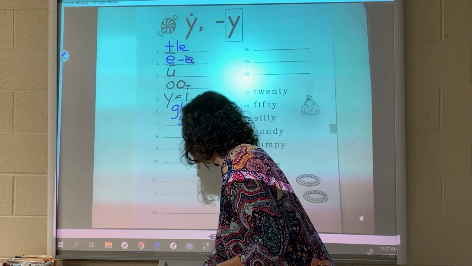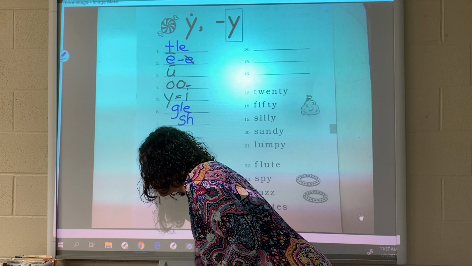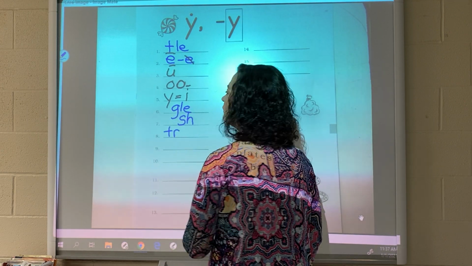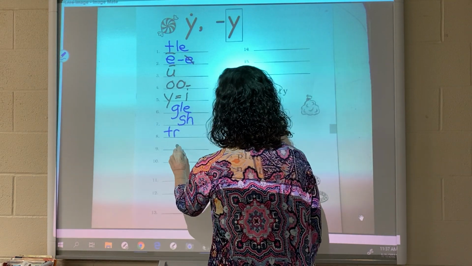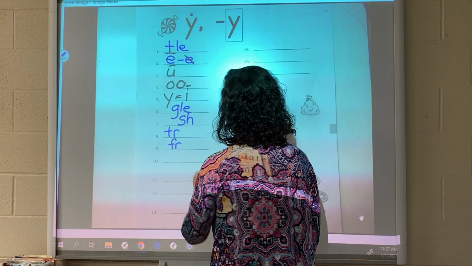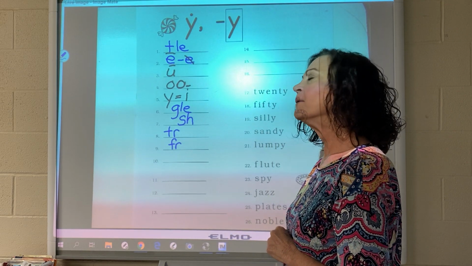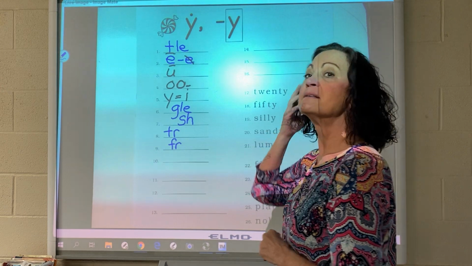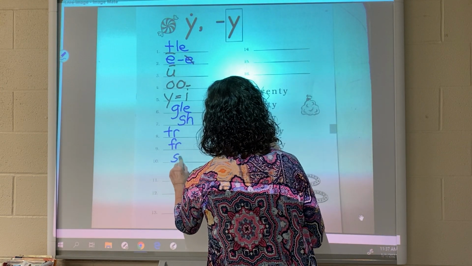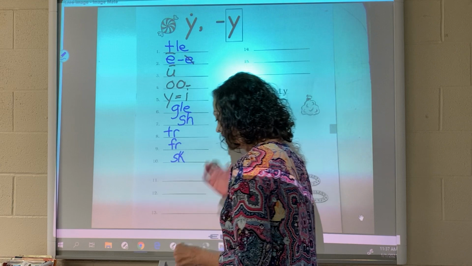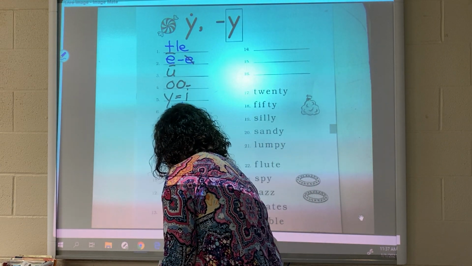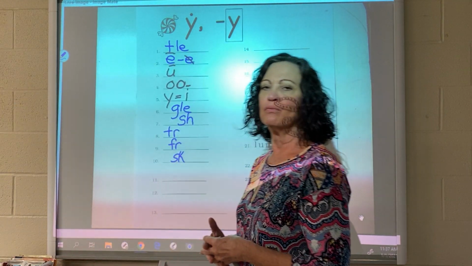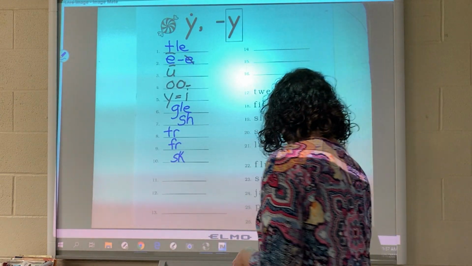Let's do some blends. We have tra, which is T-R. Fra, which is F-R. And then let's do sky, S-K. And sometimes we can also have S-C. So those, we just have to learn those. There's no rhyme or reason as to why we have them.